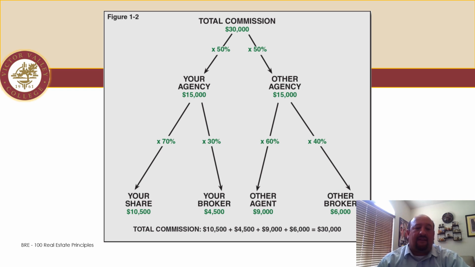Now, there is a commission split between the broker and the salesperson. If your commission split as a salesperson is 70%, then you would make approximately $10,500 from the sale that netted $30,000 total commission, and your broker would make $4,500.